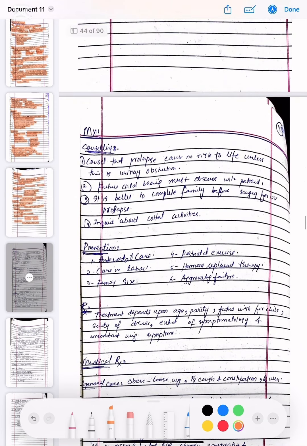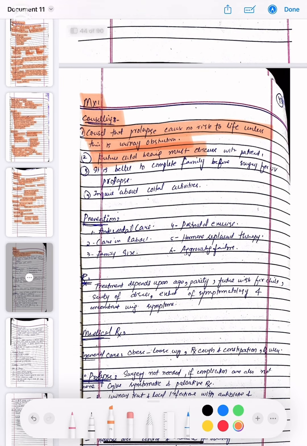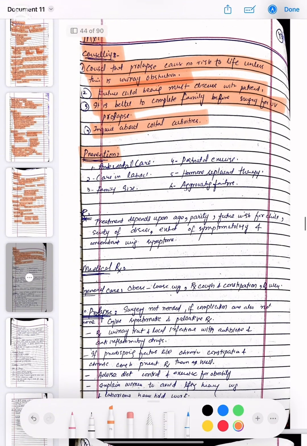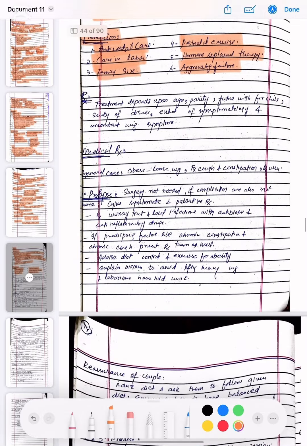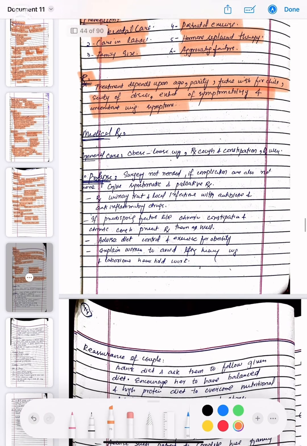The management is that counseling is done of the patient for UV prolapse, that is counsel that prolapse causes no risk to life unless there is urinary obstruction, and future childbearing must be discussed with the patient. It is better to complete family before surgery for UV prolapse, and inquire about the coital activities. The prevention is done, that is antenatal care is provided, postnatal exercise, care in the labor, hormone replacement therapy, family size, and aggravating factors. The treatment options are: treatment depends upon the age, the parity, the future wish for the child, the severity of the disease, extent of the symptomatology, and the concomitant urinary symptoms.